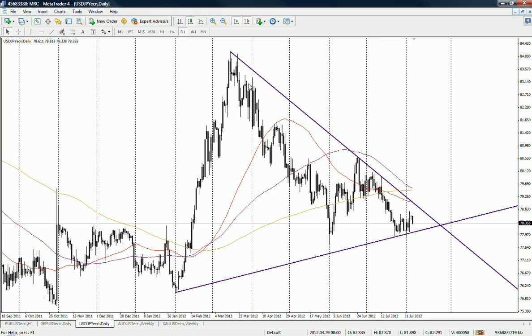So the only thing I'd really be interested in is if we got a clear daily candlestick break and close either side of this. Another thing I would look at is this 55-day moving average. If we do get popped to the upside, then that may cap.